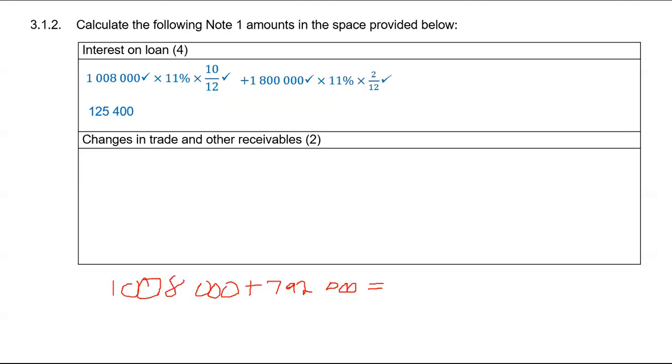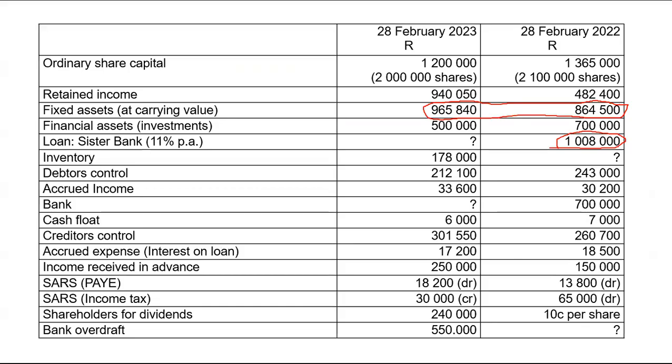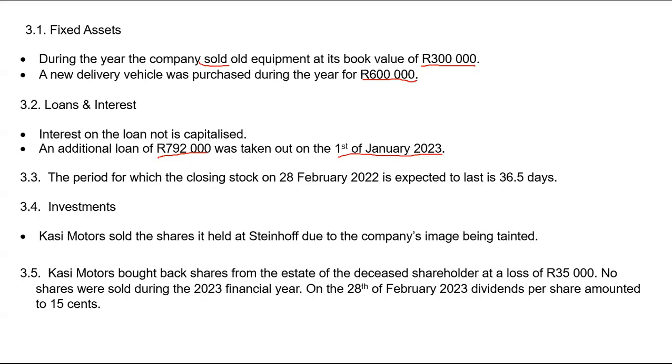Let me see if they ask for workings for inventory here. No, they didn't. What about here? Yes, they did. But what am I given when it comes to inventory? Let me check my statement of financial position, and you will notice that for inventory here, I was not given the inventory from the beginning of the year. That presents a problem, but I was given inventory at the end of the year. Let me look under additional information if there's anything that can help me out, because I don't have inventory at the beginning of the year.